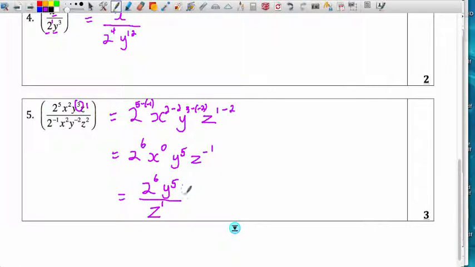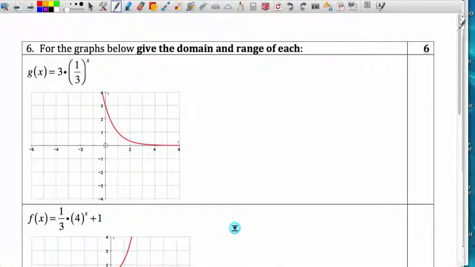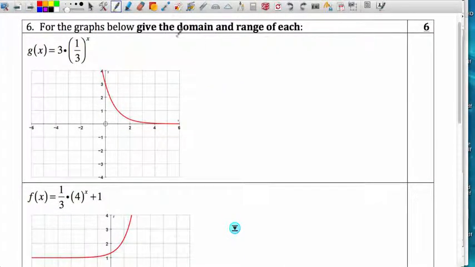x to the 0, no need to write that because, of course, the numerical value of x to the power of 0 is 1. Okay, go ahead to the second page. So now we have some graphs. What we've been asked to do is give the domain and range.